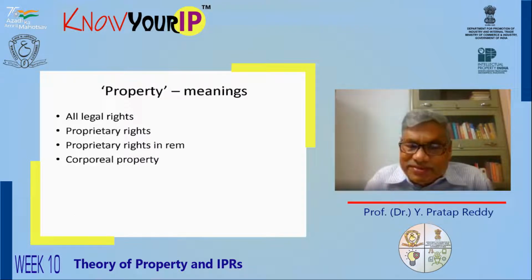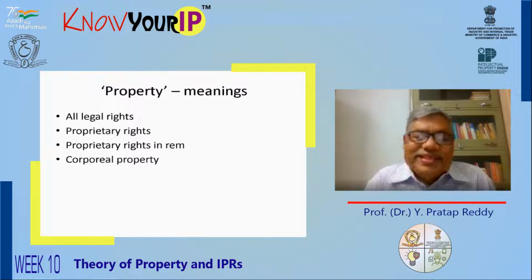Then coming to the meaning of property, as given in Salmond's jurisprudence, different meanings are given to the expression property. The meaning has been steadily expanded. Four different meanings of property out of usage. One meaning is all legal rights. All legal rights that a man or an individual has, including right to life, right to liberty, everything. All legal rights are treated as assets of an individual. They are treated as property. That is the explanation.